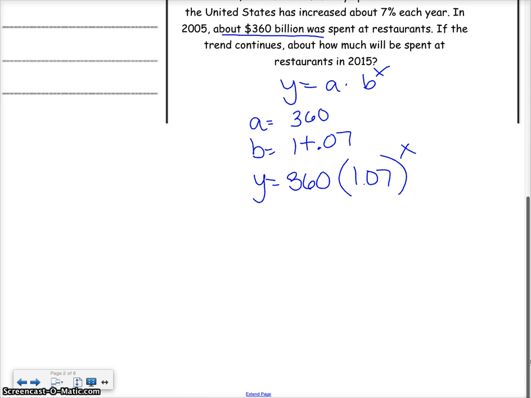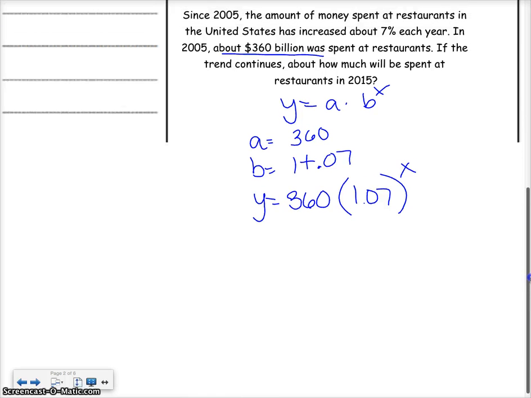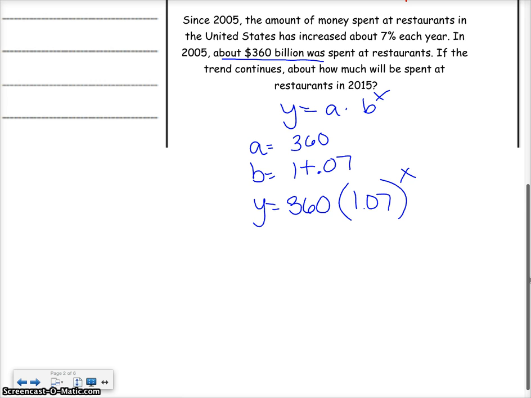So again, this is in billions, remember, because we're talking about billions of dollars. 2005 is where my initial amount started. I want to know 2015. So how many years past? 10. So I'm going to put a 10, and I'm just going to punch it in the calculator. It's going to be 360 times 1.07 to the 10th.